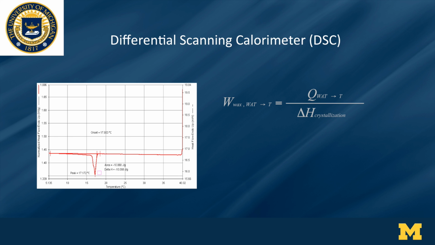In previous practices, all wax precipitation curves were derived from the assumption that the heat of crystallization is 200 joules per gram. This is not an accurate assumption because different wax compositions have different heat of crystallization, and heat of crystallization of wax can also change with temperature. The goal of my project is to use a thermodynamic model to improve DSC data processing.